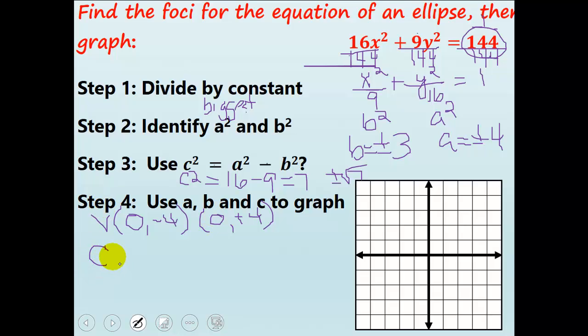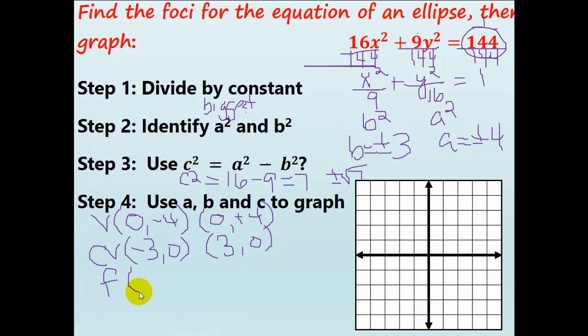My co-vertices, b is under x, so that means my b values have to go in the x spot. So I have negative 3, 0, and 3, 0. And my foci have to go in the same spot as my vertex. So it's going to be 0, negative root 7, and 0, positive root 7. Okay?